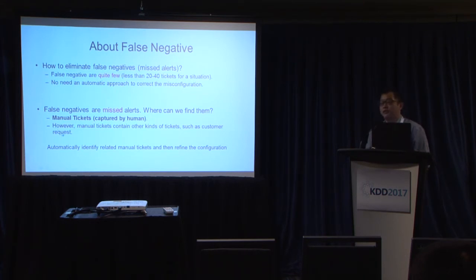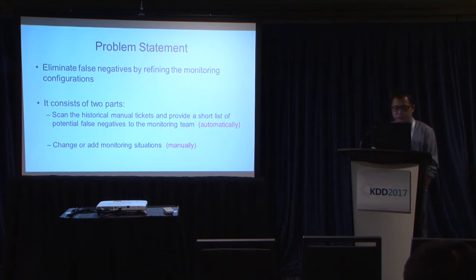The problem here is that manual tickets can be huge. From the tickets, what are the problems that contain situations not captured by alerts? This is a different challenge. We need to automatically identify the related manual tickets and give them to the system administrator, asking them to refine the misconfiguration. That is how you eliminate the false negatives.